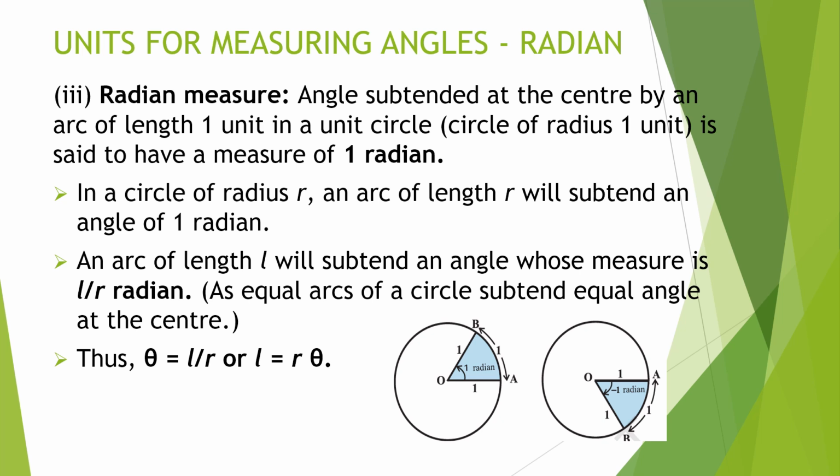An arc of length L will subtend an angle whose measure is L by r radian. Correct? As equal arcs of a circle subtend equal angles at the center, we have a very important formula: the angle made, theta, is equal to L upon r, length of the arc upon radius, or L is equal to r theta.